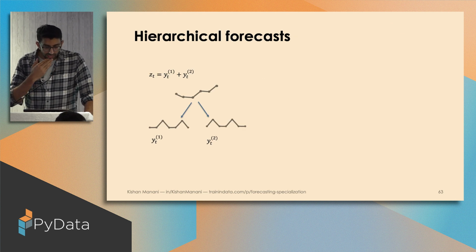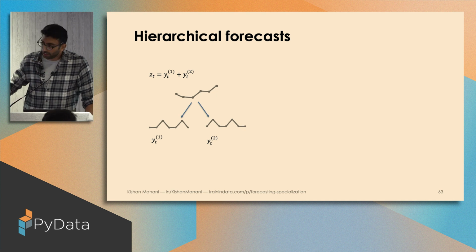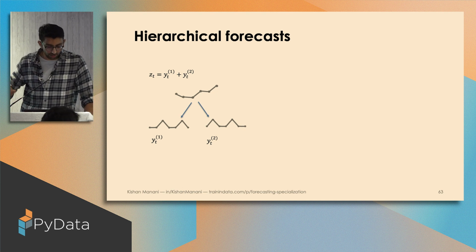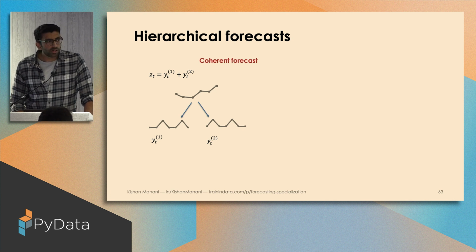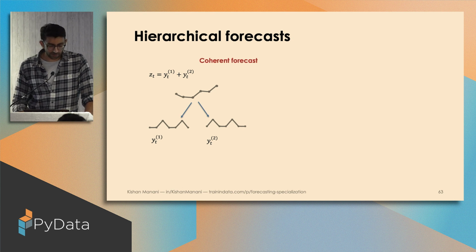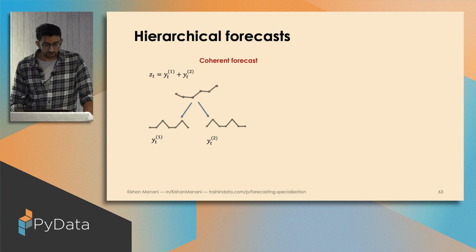So typically we'll have actual values at some level of a hierarchy, y1 and y2, and then we have another level of the hierarchy, which I denote z. And z is just the sum of the time series below it. And typically what we want are called coherent forecasts. This is where we want to produce a forecast at the bottom level and at the top level, and we want them to sum together.